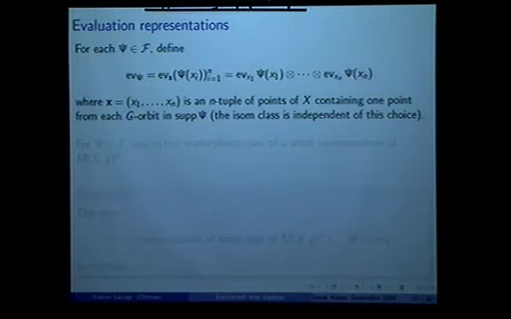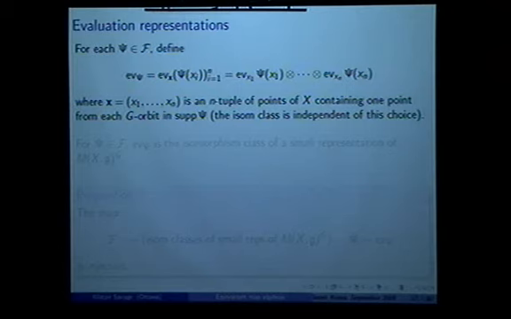Okay, so to each of these functions we can associate an evaluation representation. If we have one of these functions, then we pick a tuple of points that has one point in each orbit of the support. The support will be some finite number of orbits. And so to a function, we associate this tensor product. We pick one point from each orbit and take the corresponding evaluation representation. Really, it's an isomorphism class of an evaluation representation, and we take this tensor product. And this isomorphism class is independent of which point we pick in each orbit. So it doesn't really matter which one we pick.